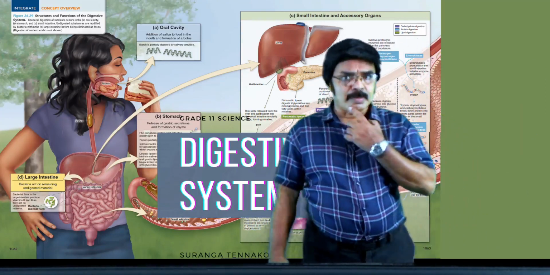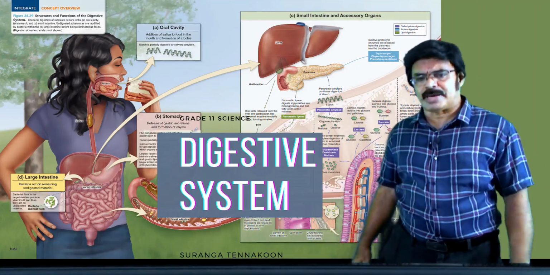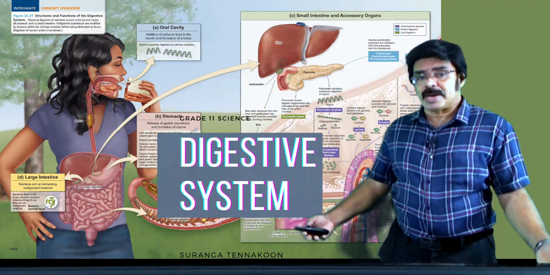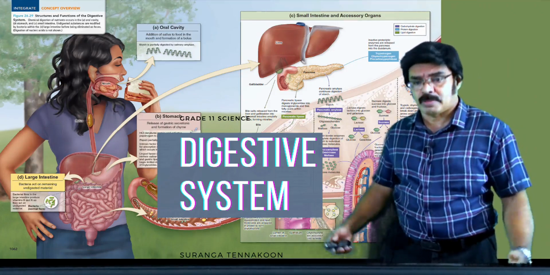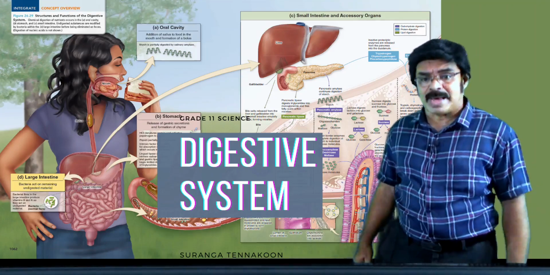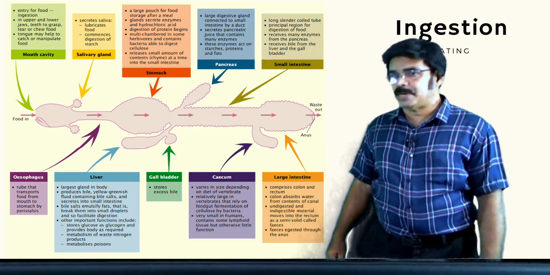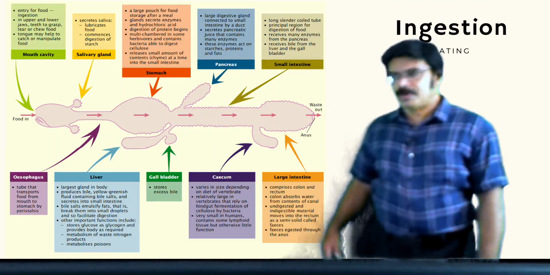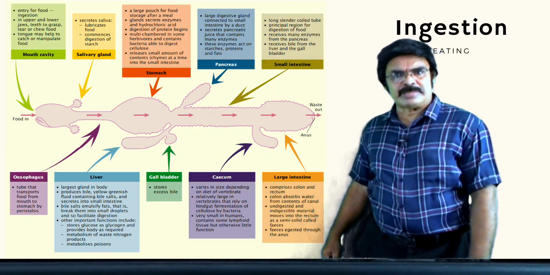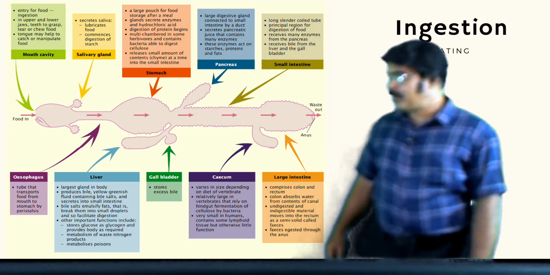First we are going to talk about the general idea of the digestive system. Before learning about the human digestive system, first we are going to talk about the general shape of the digestive system, the general plan. This is the general plan of the vertebrate digestive system. When we learn about the general plan of the vertebrate digestive system, it would be very easy for us to think about the human digestive system.